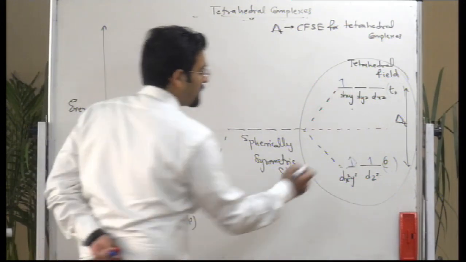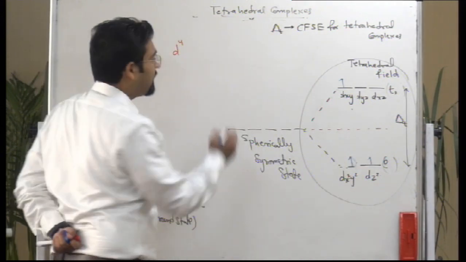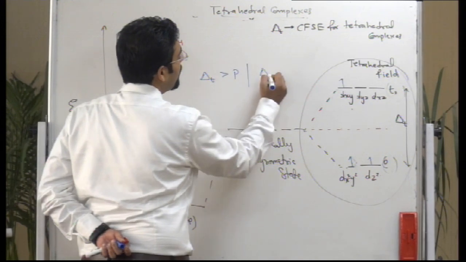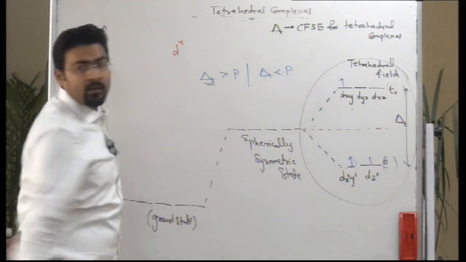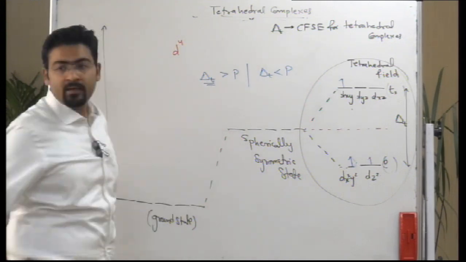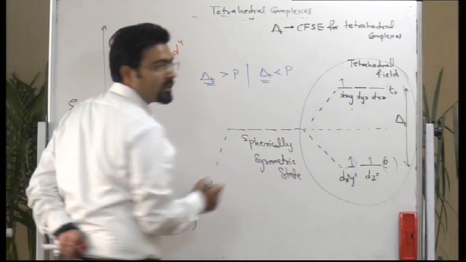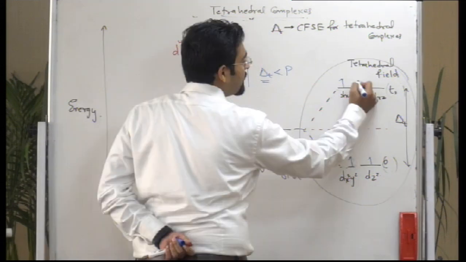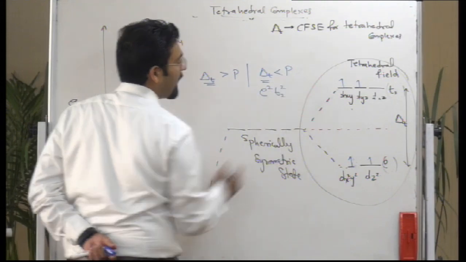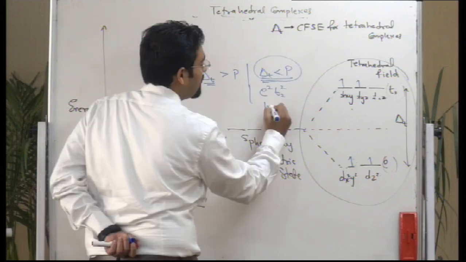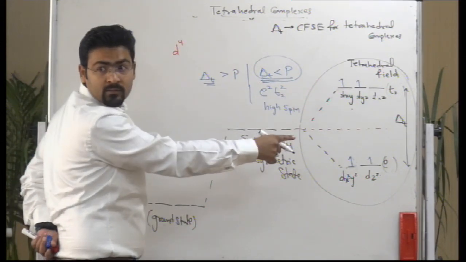Right? So this choice can be figured out using the same case where whether delta t is more than P or delta t is less than P. If the energy gap is higher than the pairing energy, then in such a case pairing will happen. If energy gap is lower than that of the pairing energy, then electron will get excited and go up there. So in such a case, for d4, e2 t2 2 will happen. This is the case when no pairing will happen, which means high spin. This is the case which I've drawn there. Can you relate to it?